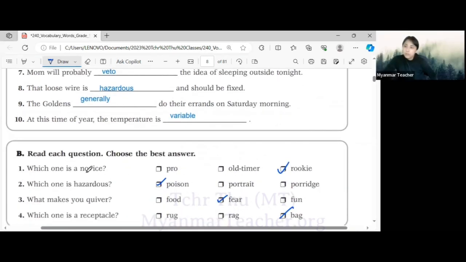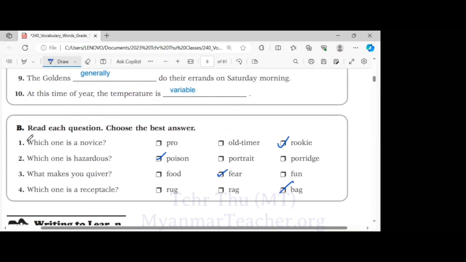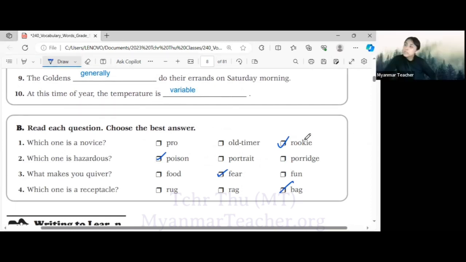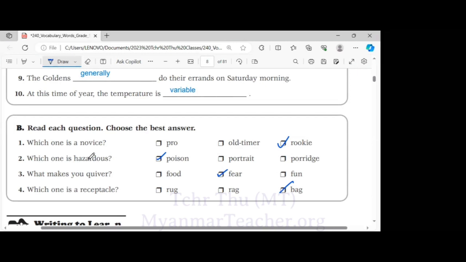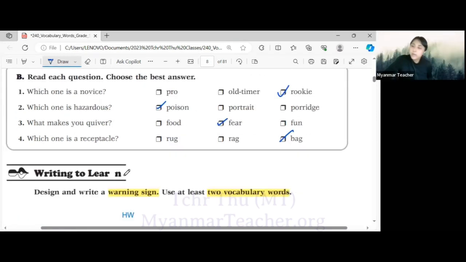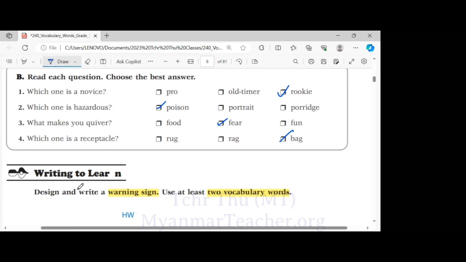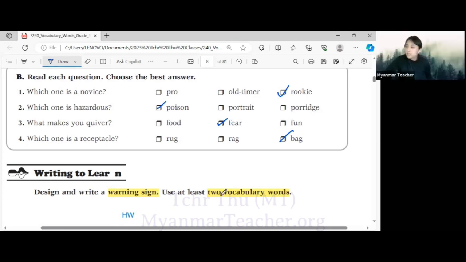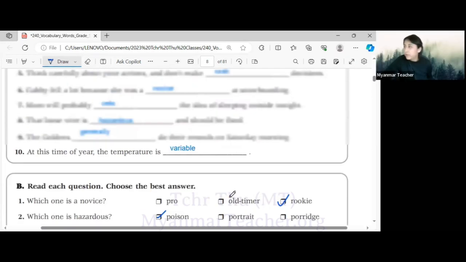So which one is a novice? Rookie. And then number 2. Which one is hazardous? Poison. Which makes you quiver? Fear. Which is a receptacle? Bag. Okay, well done. Warning sign. Yes, you have to draw and write a warning sign using at least 2 vocabulary words.